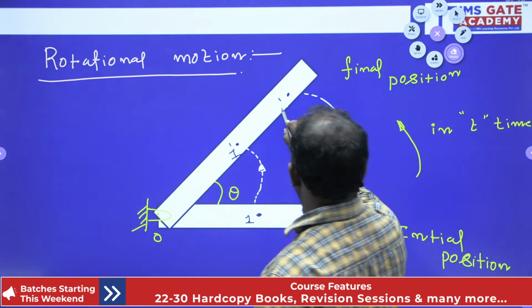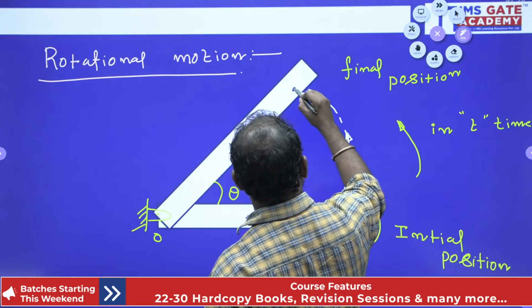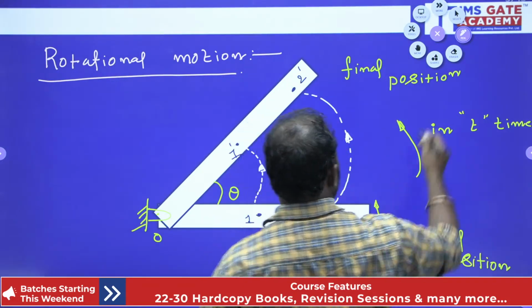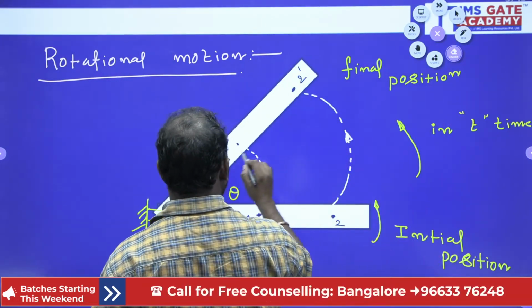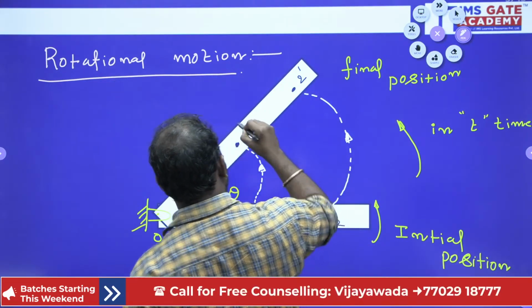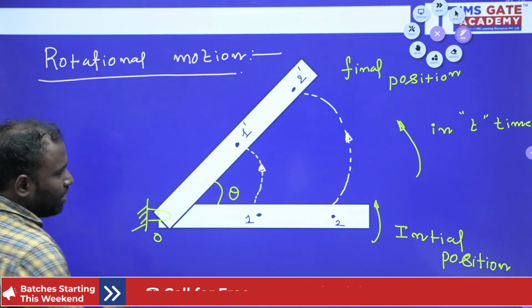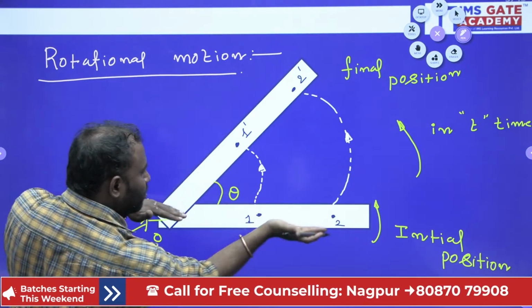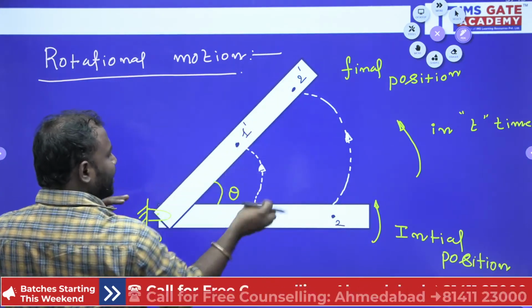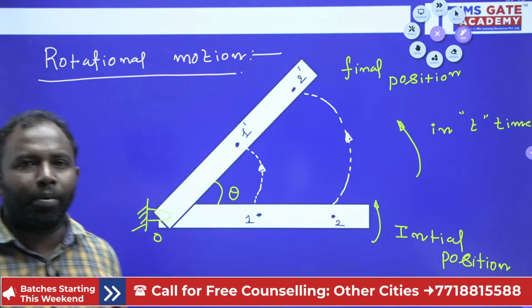Now this 2 is not visible properly. I'll write it. Right. Now this is the second point. It is the 2 dash position. Now it is the 1 dash position. All right. So now I am taking one particle on a body, and this body rotates about the O point such that particle 1 reaches 1 dash, particle 2 reaches 2 dash. Clear everybody? I hope everybody understands.